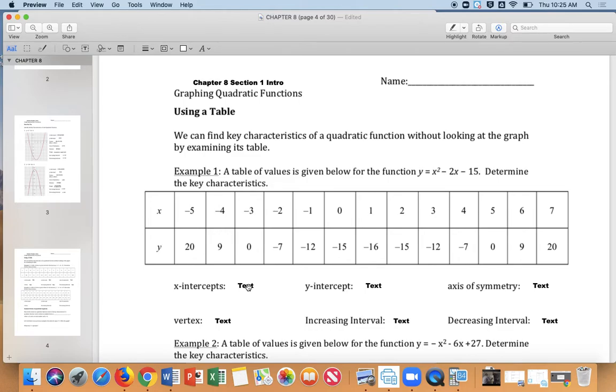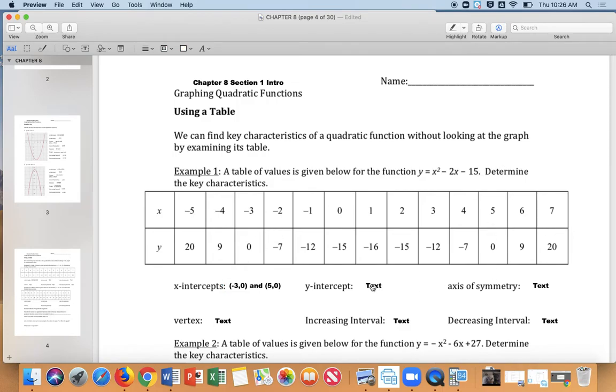X-intercepts are when y is 0. So let's go to the y row here. This is the y row, and we're going to be looking for zeros. So there's one. We have an x-intercept at -3, 0. And we're going to look for the other one, and there it is, 0 at 5. So my other x-intercept is 5, 0. There's our two x-intercepts, -3, 0 and 5, 0.